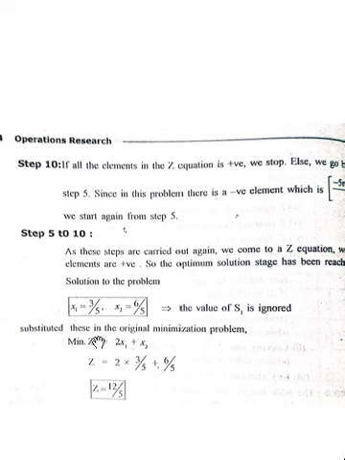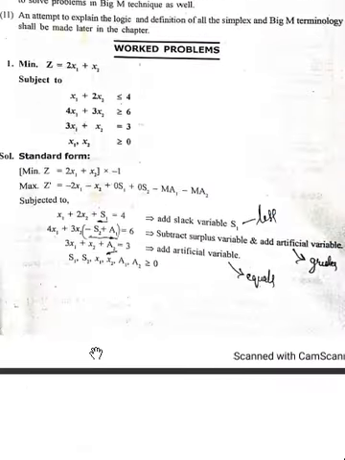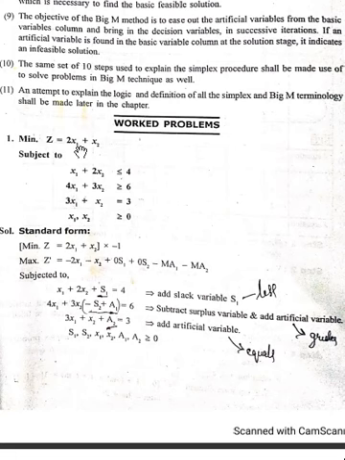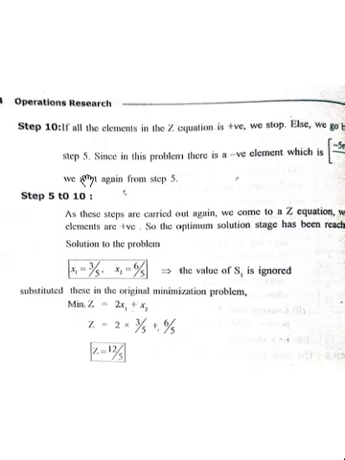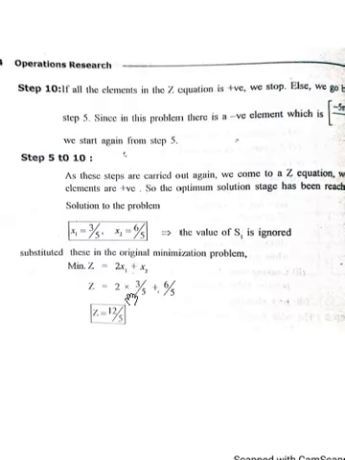That is going to be put in the initially given question. The question is minimization z equals 2x1 plus x2. The X1 value and x2 value are going to be substituted there to get the final answer z as 12 by 5. So this is the particular procedure.